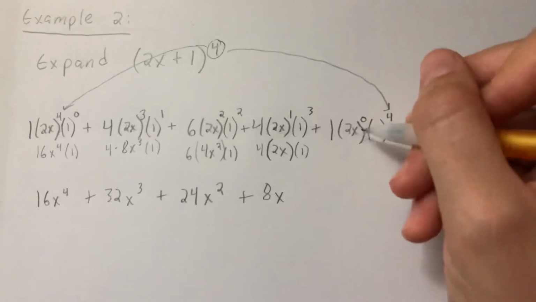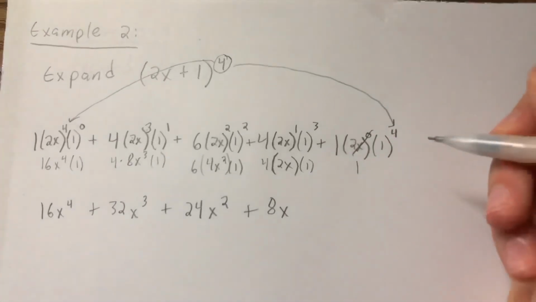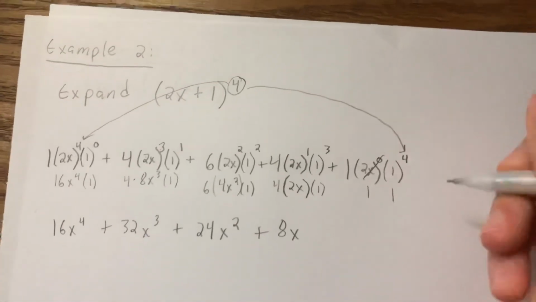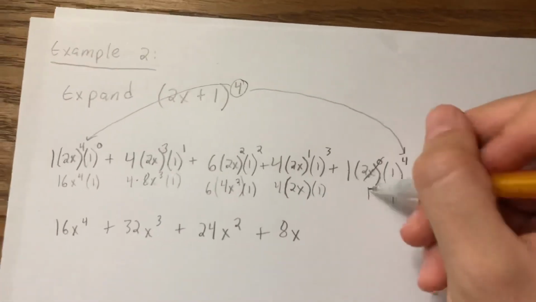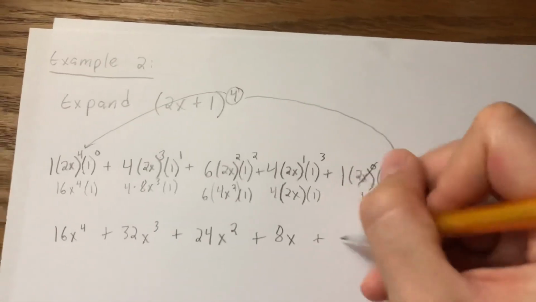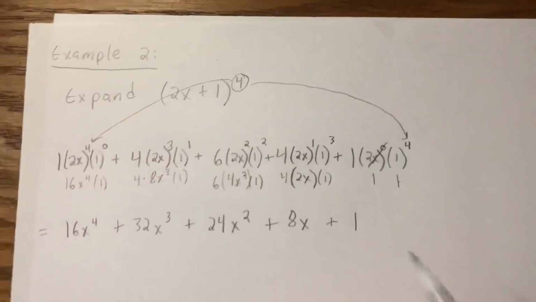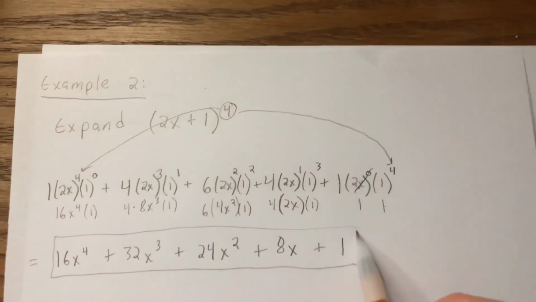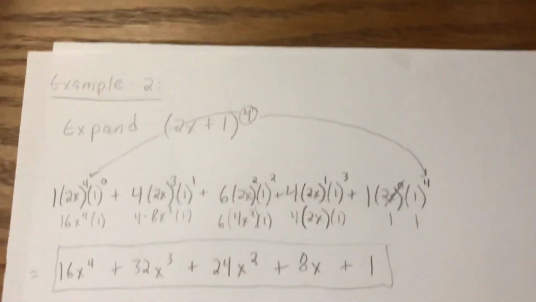Over here, this one's actually pretty nice because anything to the 0 power is just a 1. 1 to the 4th is also just a 1. And some people like to say, oh, and that makes 3, but again, we're multiplying. 1 times 1 times 1 is just 1. That is my final answer. Everything's all simplified, so I have expanded this to get this.